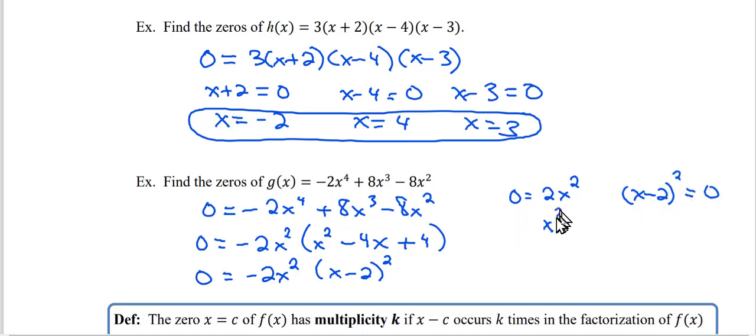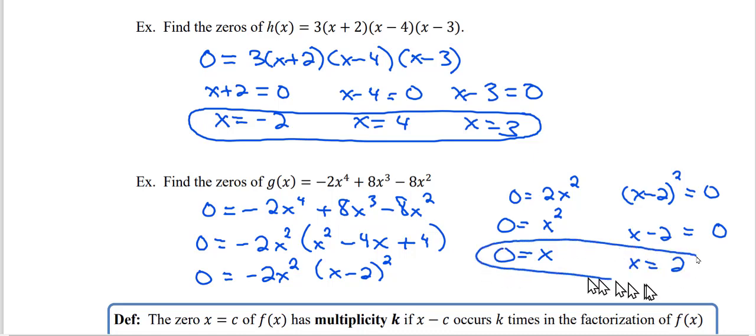Dividing both sides by -2 gives x² = 0, which tells us x = ±0, which is kind of silly, but x = 0. Here, if we square root both sides of this, we get x - 2 = 0, and x = 2. So those are our zeros here. The only way (x - 2)² can equal 0 is if x - 2 is equal to 0. So that's another way to think about that.